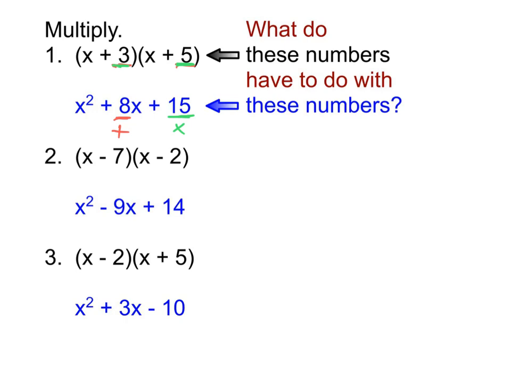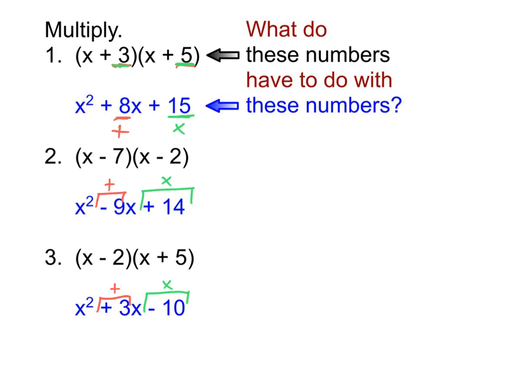Hopefully you're saying yes. Because negative 7 plus 2 does add to be negative 9. And negative 7 times negative 2 is a positive 14. And the same thing happens here in number 3, where negative 2 plus 5 is a positive 3, and negative 2 times 5 is a negative 10. And so then we see a pattern here, where in our standard form, our factored form numbers add to give me the middle number, and my factored form numbers multiply to give me the last number.